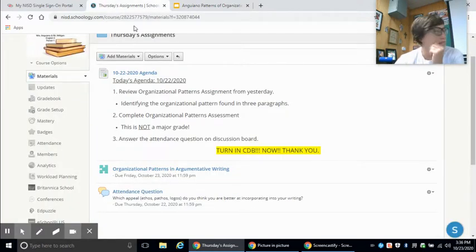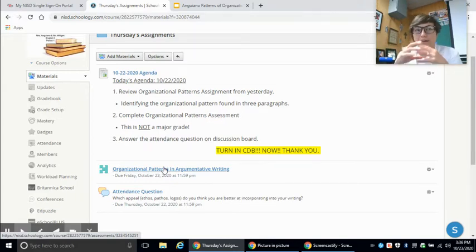So the next part of this assignment is to come down here and you're going to do an organizational patterns and argumentative writing. So basically you're going to look at a few paragraphs. You have 5 questions. You're going to look at a few paragraphs, not long ones, and you're going to determine the pattern of organization in there. Okay? Make sure that you answer the attendance question. The attendance question today is, which appeal, ethos, pathos, logos, do you think you are better at incorporating into your writing? All right, guys. Well, like I said, if you need my help, if you want my assistance, please reach out to me, either message, email, or come to my office hours.